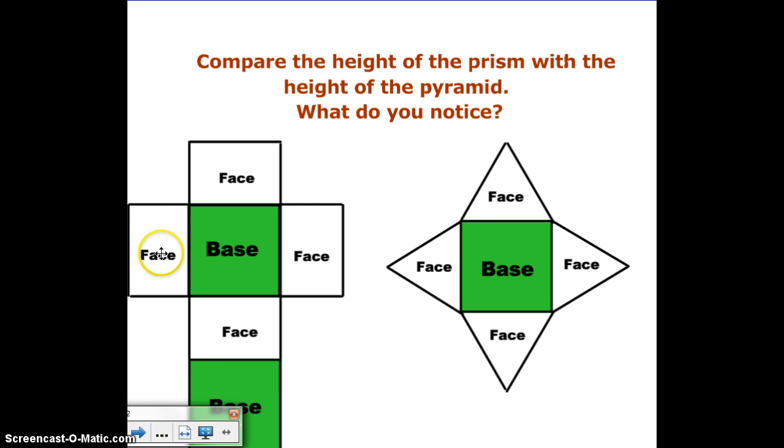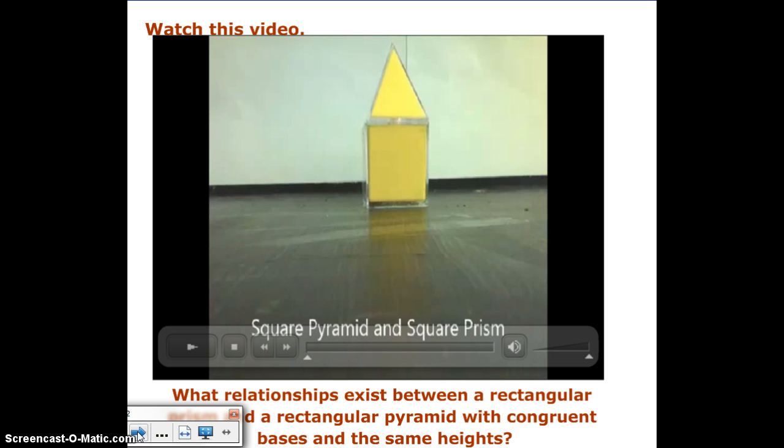We see that on our face here, or on any of our faces, the distance is the same on the prism and on the pyramid. The height of this face and the distance between the two bases on my prism are the same. Let's watch this quick video.